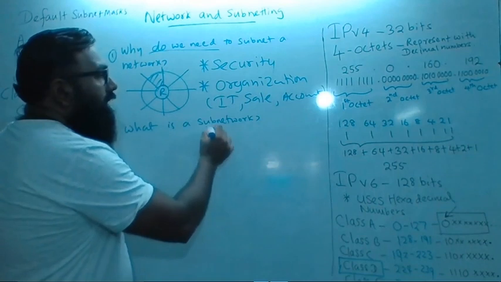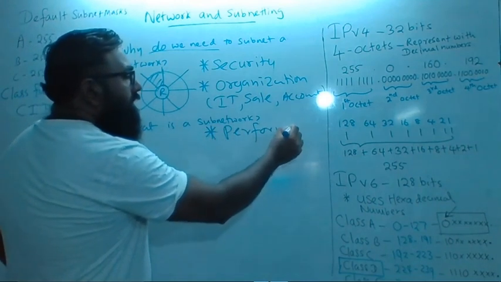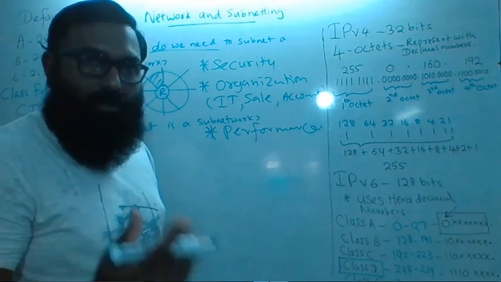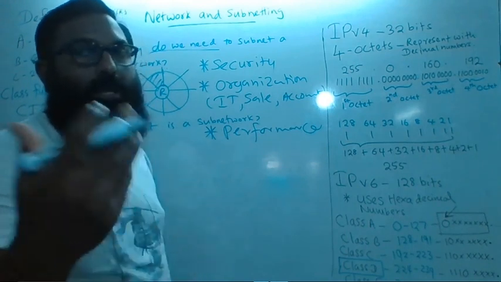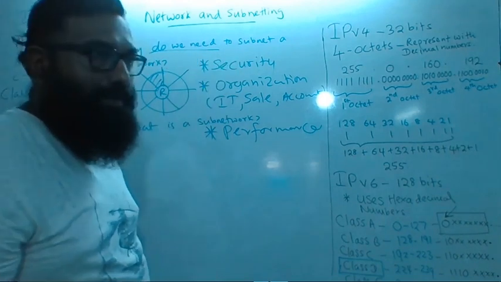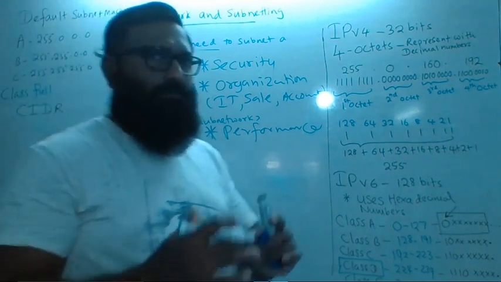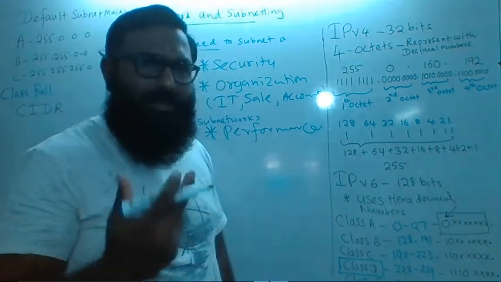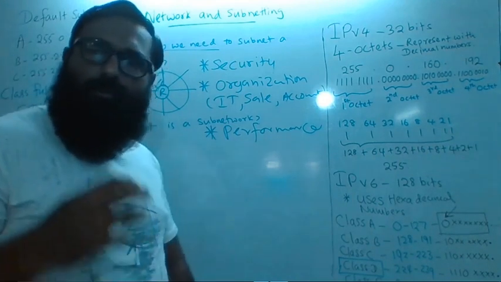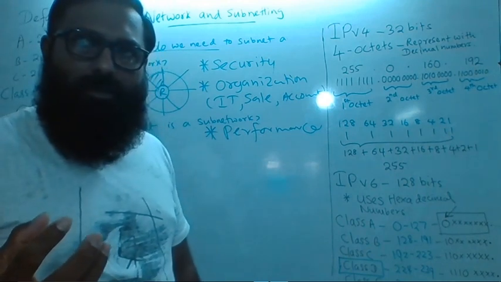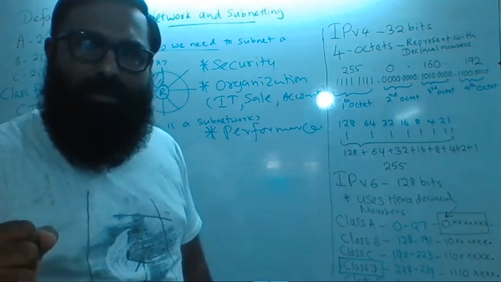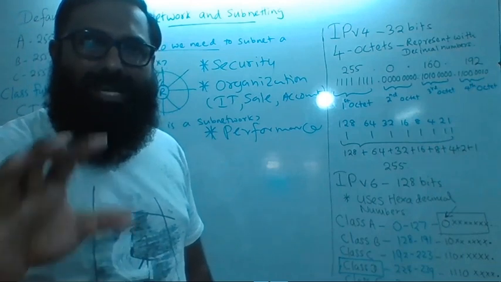And again, you need it for performance. When you consider performance, small networks can transfer data really fast. Because of that also we are subnetting. A subnetwork is also a small network that we can manage easily. When you consider each and every object in the network, we assign an address. That we are going to discuss now.